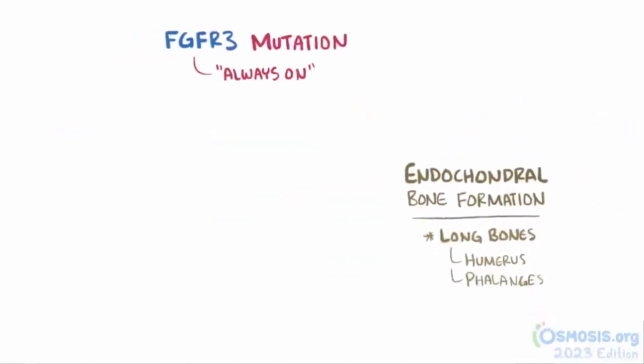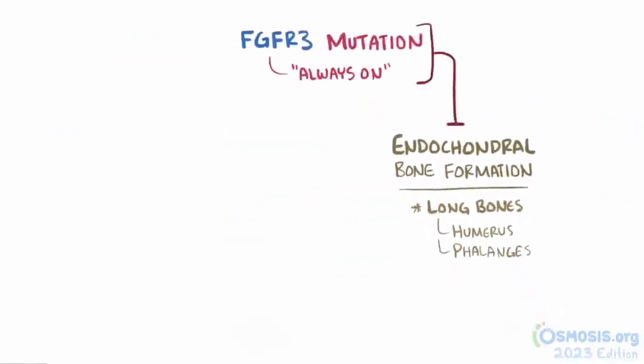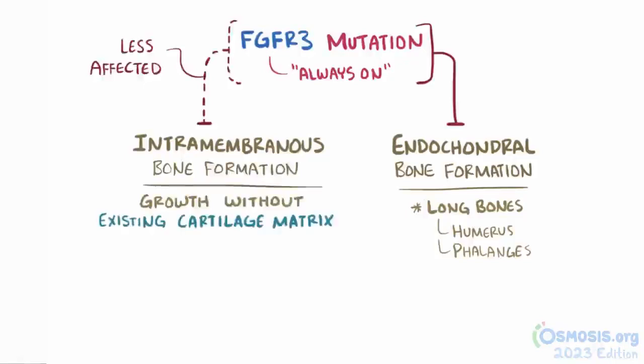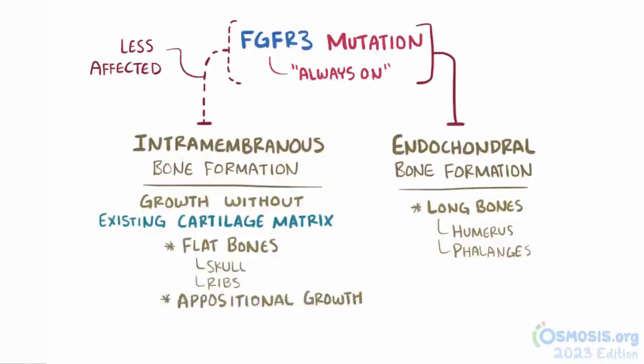Alright, so the mutation affects endochondral bone formation, but bones that are products of intramembranous bone formation are way less affected. And this is where bone grows without an existing cartilage matrix. This includes flat bones like the skull and the ribs. Also, an intramembranous process is appositional growth, which is the process of widening the long bones. So that happens pretty normally too.